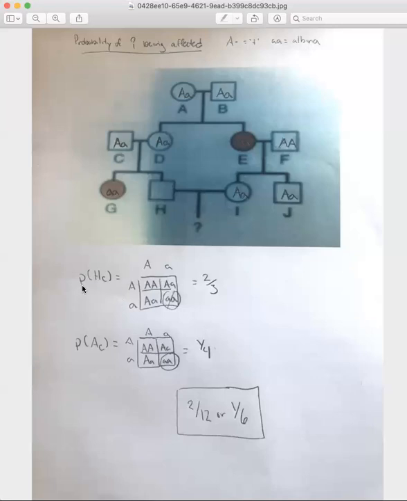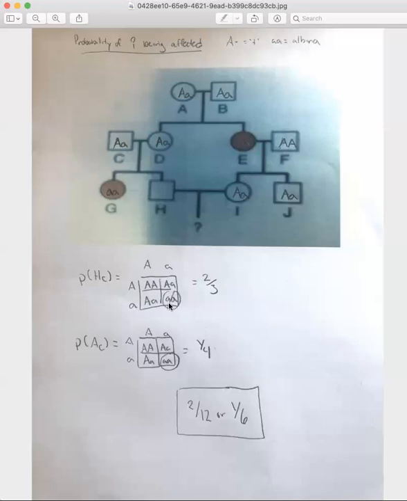So here I've set it up. P(H carrier), that's the probability that H is a carrier. We can take the mating of C and D and do a Punnett square, big A, little a mating with big A, little a. Here are all of the possible outcomes: big A big A, big A little a, little a big A, little a little a. In order to figure out the probability, we have to ask, what's the probability that H is a carrier? Big A, little a here is an individual that's a carrier, and big A, little a here is an individual that's a carrier. So there are two outcomes where that individual is a carrier.